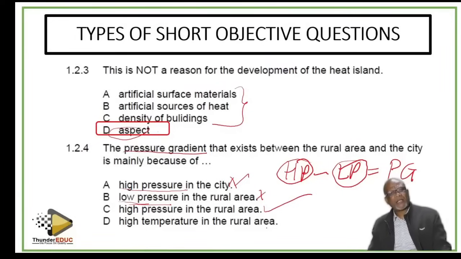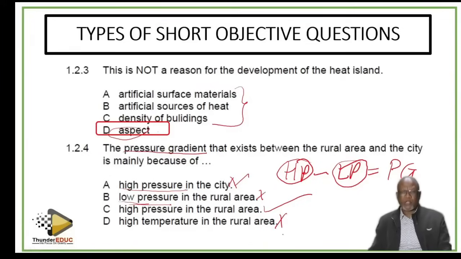No. Why are rural areas not warmer? Because in rural areas, there are fewer industrial activities. There's low building density. There are a lot of short buildings. There are natural surfaces. So the rural areas are cooler. So this one, which says high temperatures in rural areas, is incorrect, because rural areas have lower temperatures because of the natural surfaces, open water masses, and the trees that are absorbing heat. So rural areas are cooler.